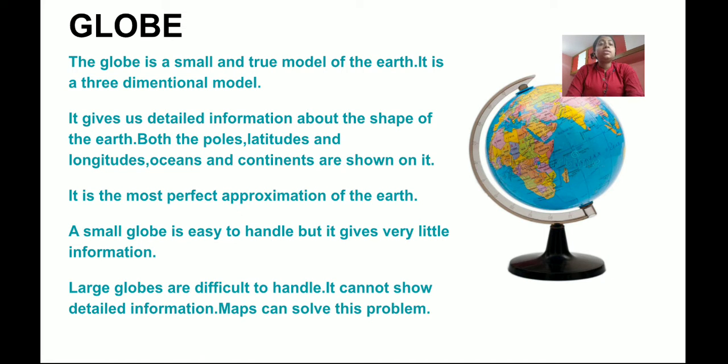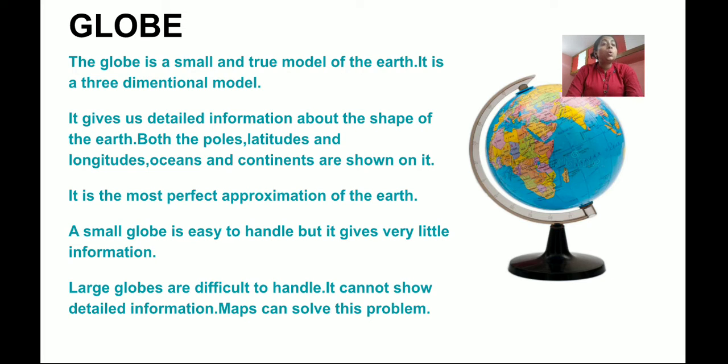So basically, we study the earth through the globe. Our earth is spherical in shape. Towards the poles, it is slightly flattened. But the realistic view of our earth can be viewed through the globe only. The globe is a small and true model of the earth. It is a three-dimensional model. It gives us detailed information about the shape of the earth.